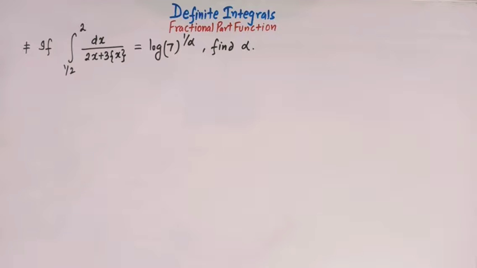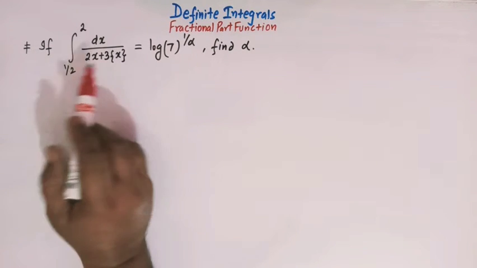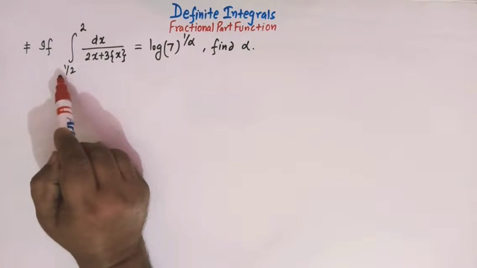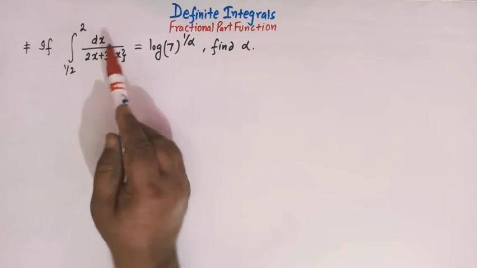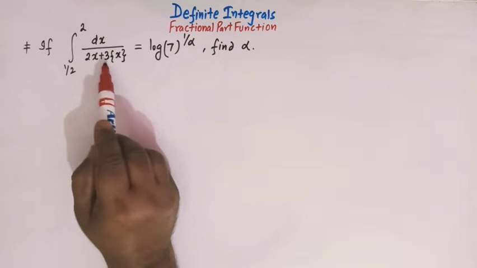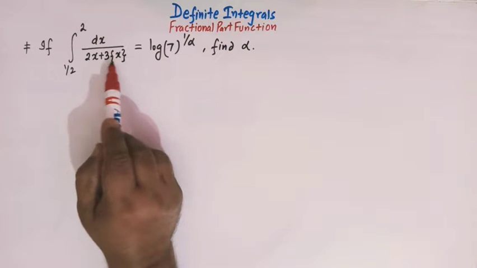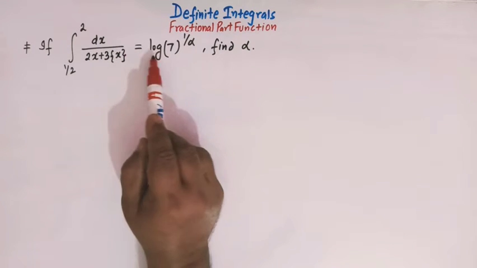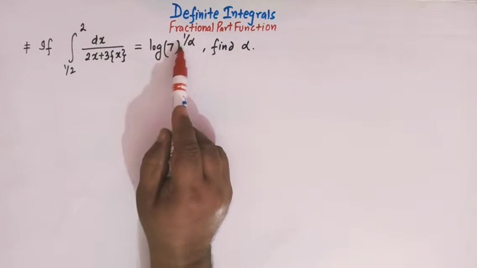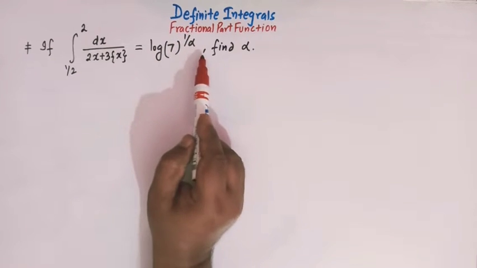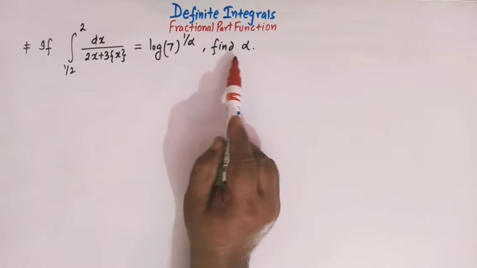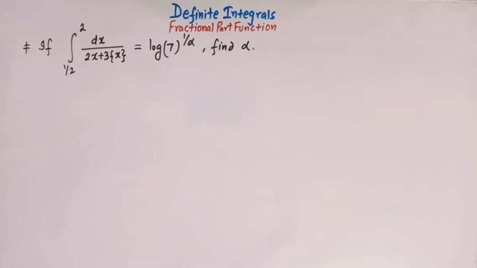So here we have to solve this problem in which the integral from half to 2 of dx over 2x plus 3 times the fractional part of x is equal to log of 7 raised to 1 over alpha. Then we have to find the value of alpha, right? So viewers, this is a very elementary problem in definite integrals involving the fractional part function.